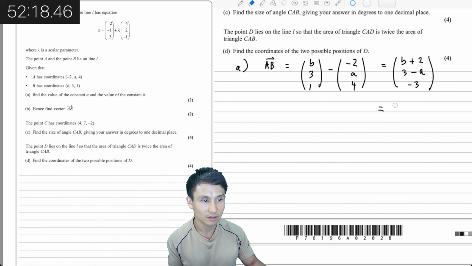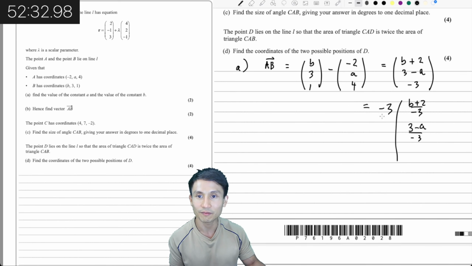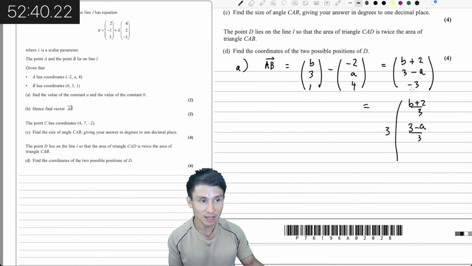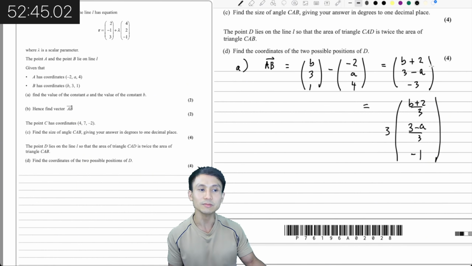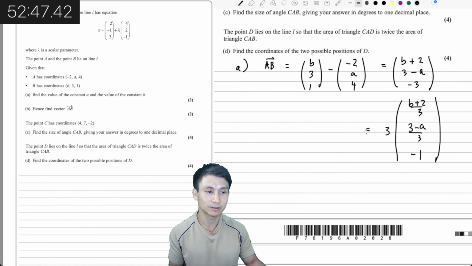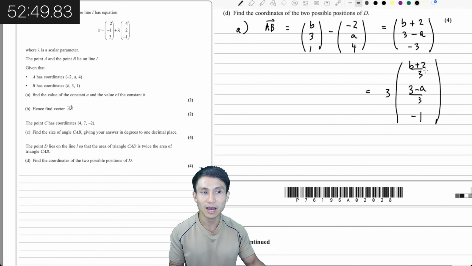Hang on. So B plus 2 over minus 3, that's the first component. And then 3 minus A over minus 3. Hang on, sorry, I just pulled 3 out. I pulled 3 out only to make the k component here become a minus 1. Right? Only that. Because then we can say that now B plus 2 over 3 will be equal to 4.